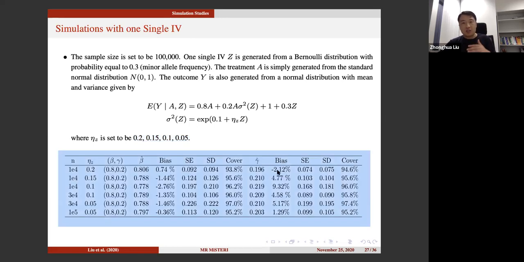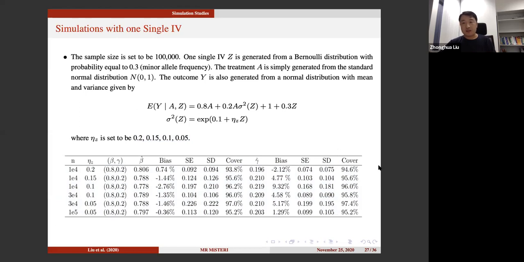Bias is okay, controllable. For the gamma estimate, the bias is slightly larger, but our primary interest is beta. So the bias is very small, and the coverage is okay. It's very close to the nominal 95%.